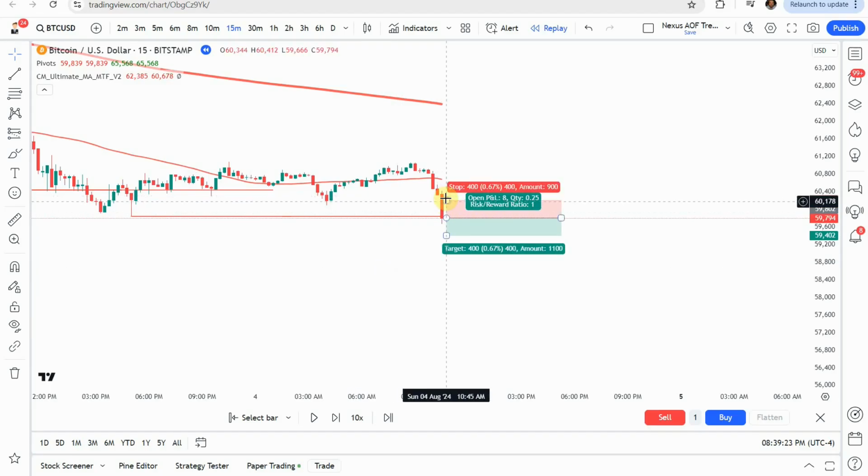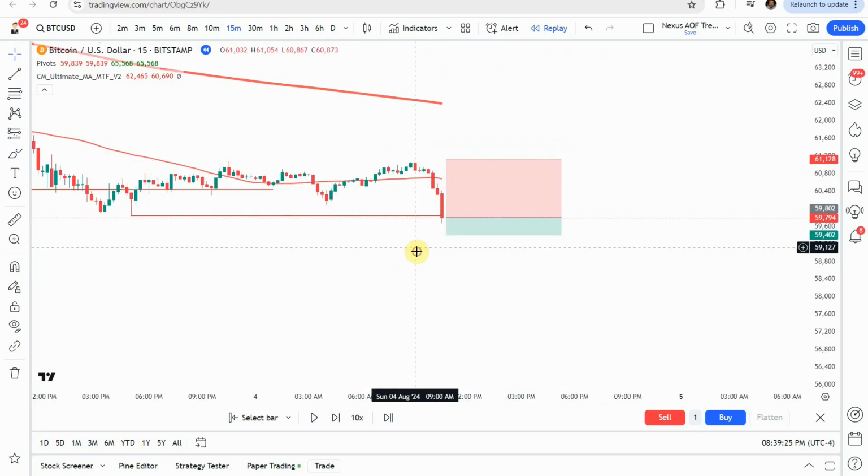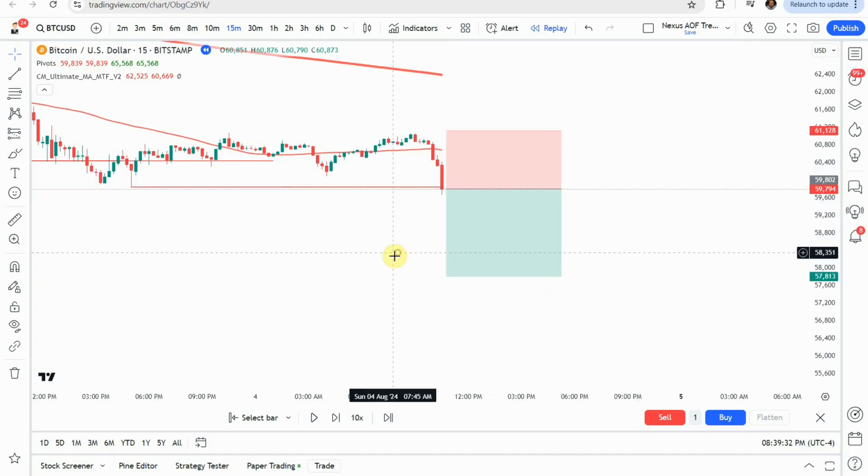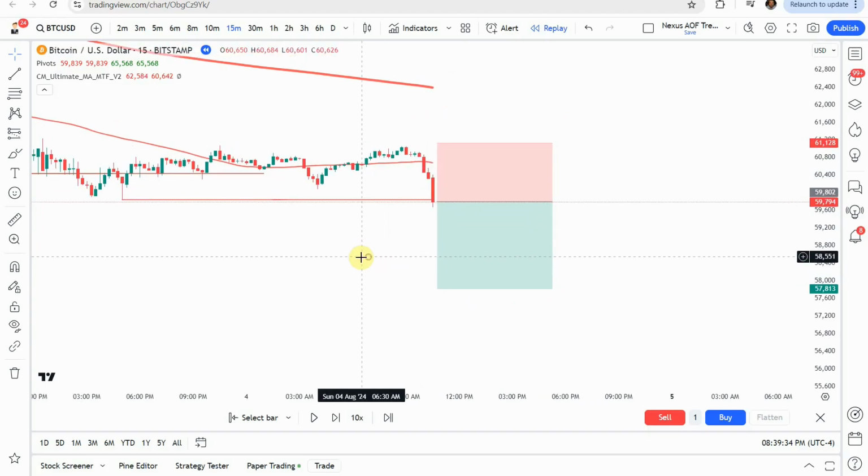I'm going to put our trade right here. I'm going to put our stop just right above this pivot here and target a 1 to 1.5 risk reward right about so. Alright, let's go ahead and play this forward and see how it plays out.